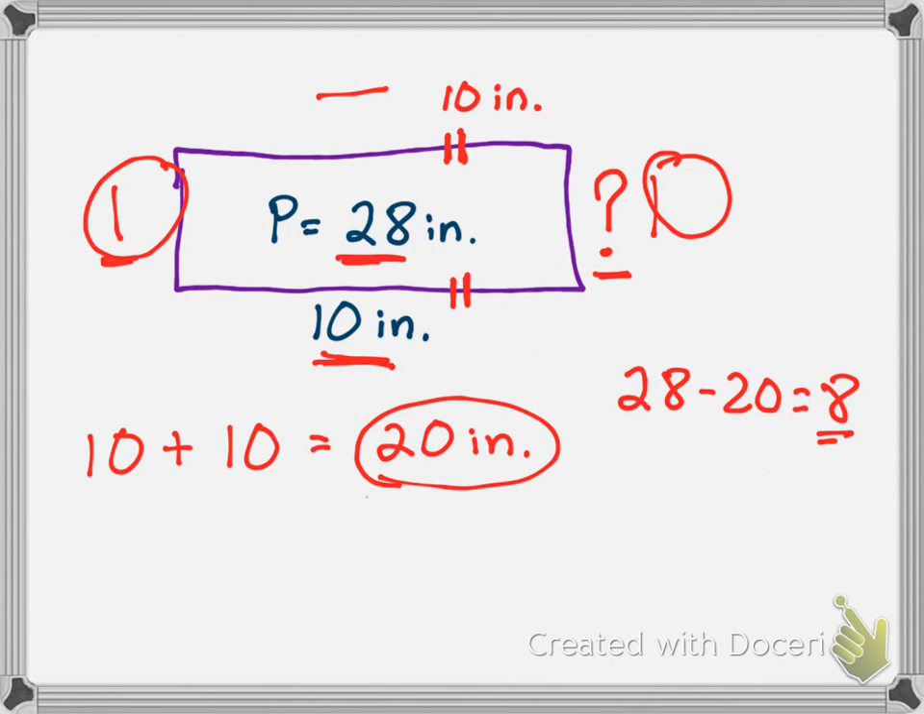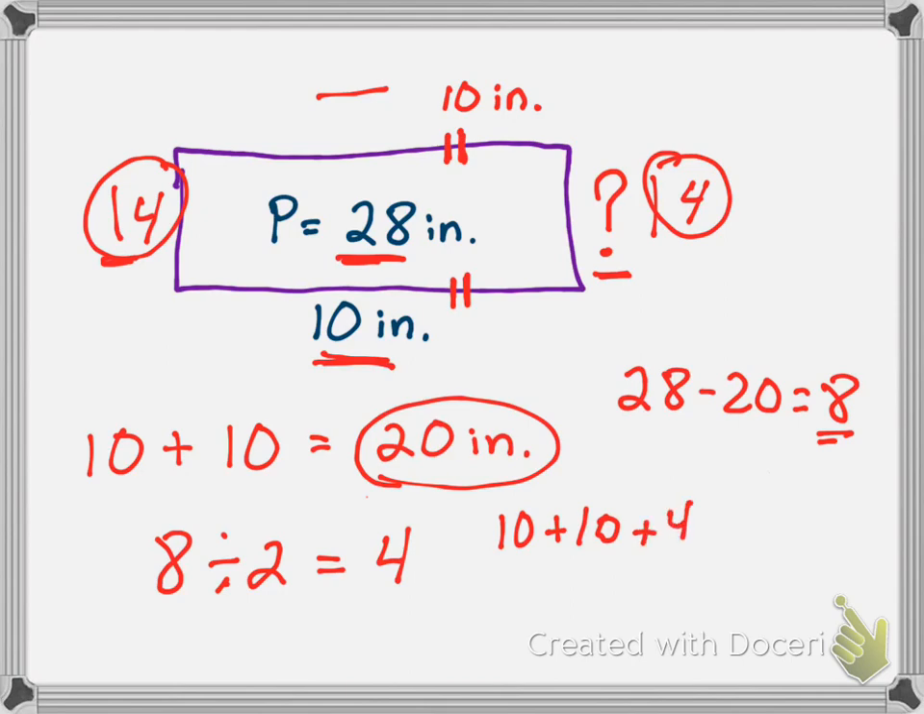Because there's 2 missing sides, we need to divide by 2. 8 divided by 2 is equal to 4. 4 plus 4 is equal to 8. So now let's try to test this. Let's add up all the sides. 10 plus 10 plus 4 plus 4. This is equal to 20. This is equal to 8. So it equals 28 inches. So therefore, we are correct.